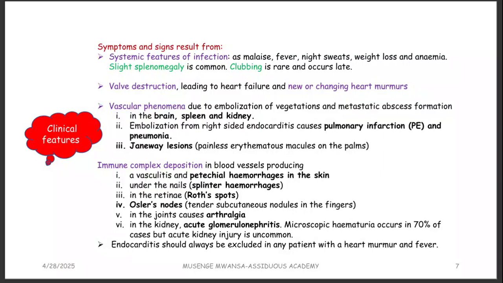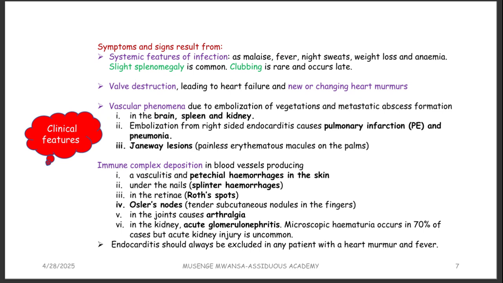So the clinical features of someone that has got infective endocarditis, the symptoms are going to come about, number one, because of the systemic features of infection. If someone has got an infection, what are the systemic features? Malaise, fever, night sweats, weight loss, anemia. These are the B symptoms, including anemia. They are also going to have slight splenomegaly, someone that has got infective endocarditis, and also clubbing. Remember, in clubbing, the C actually there represents not really the C, but clubbing itself, the I in clubbing is infective endocarditis.